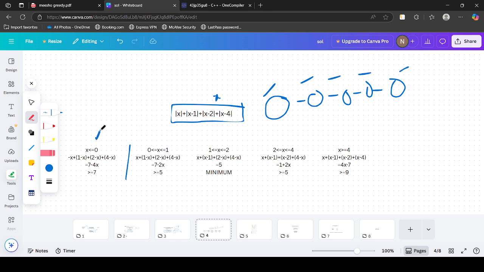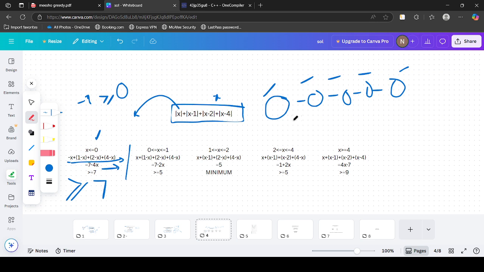So when x is less than or equal to 0, x is negative, so mod x will be minus x. And similarly all others are negative for x less than 0. So we can replace all by negative values and it will be simply 7 minus 4x. And as x is less than or equal to 0, minus x will be greater than or equal to 0, minus 4x also will be greater than or equal to 0. So this whole will be greater than or equal to 7.